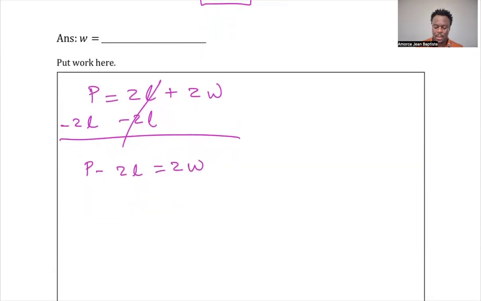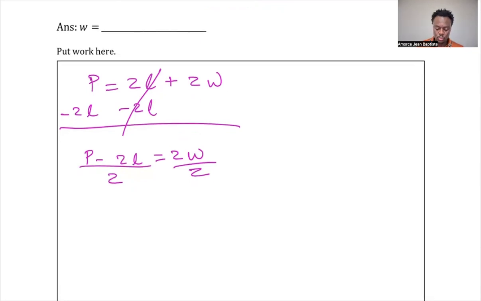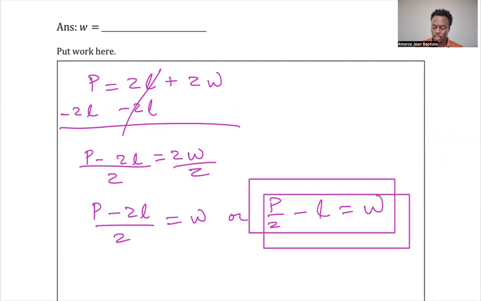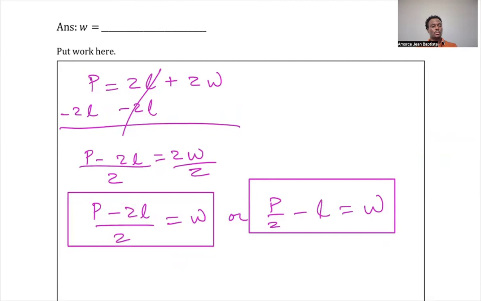By dividing both sides by 2, W is by itself. So that's P minus 2L over 2 equals W. Or if you divide each term of this fraction by 2, that's P over 2 minus L equals W. It doesn't matter which answer you give. I believe both of them would be accepted, so it should not be an issue.